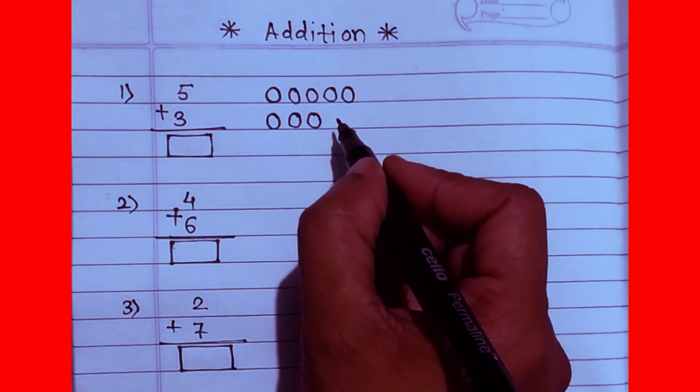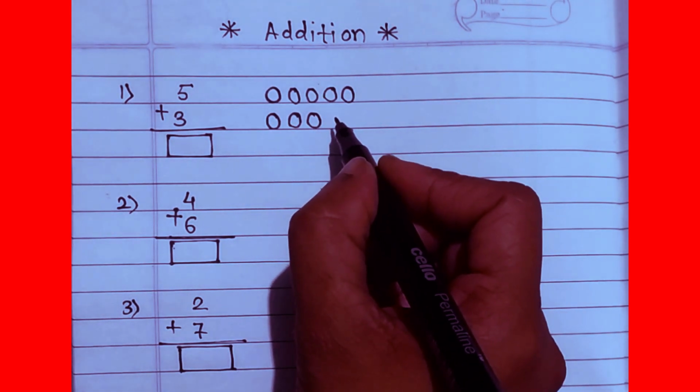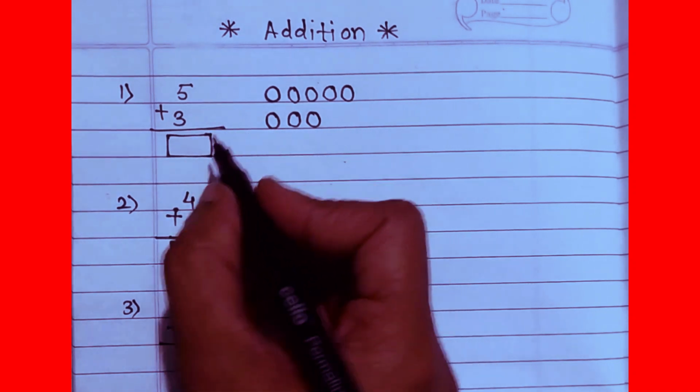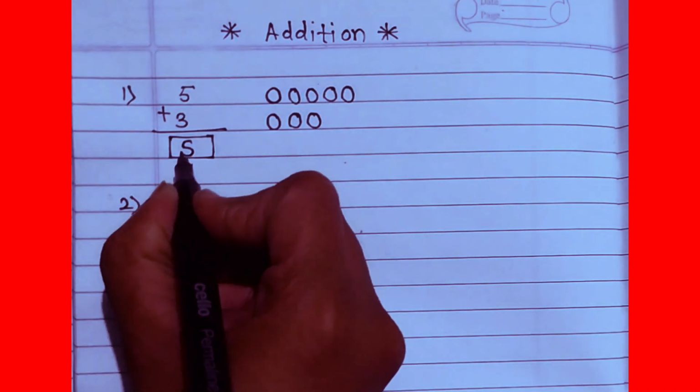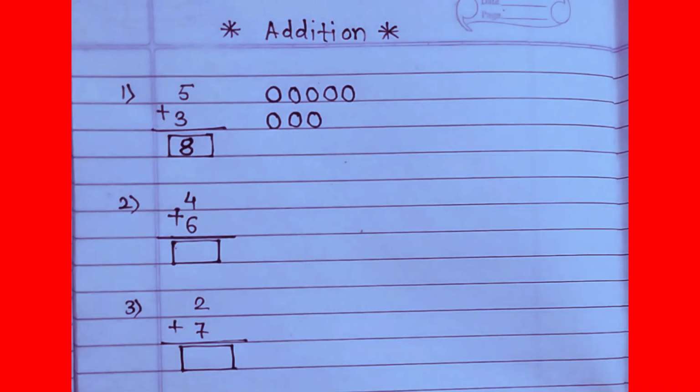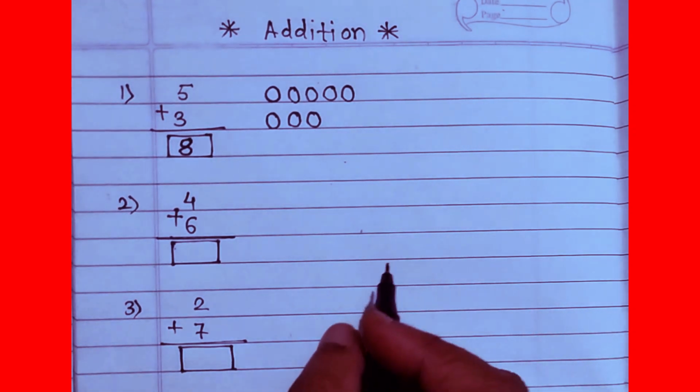How many beds are there? 8. Now the addition of 5 plus 3 is 8. So write here 8 in the given bracket.